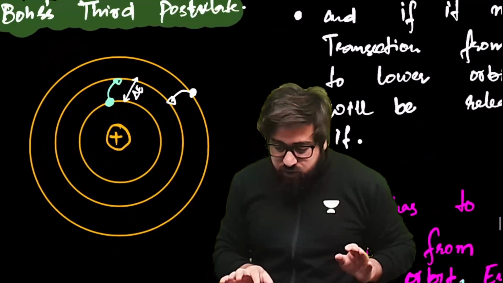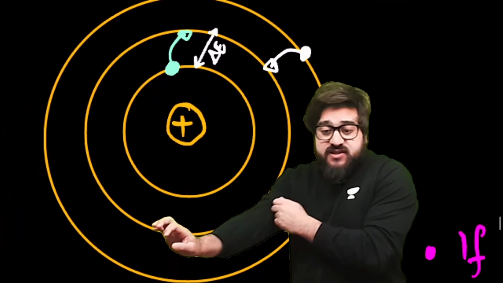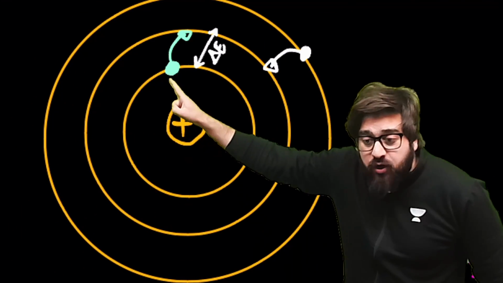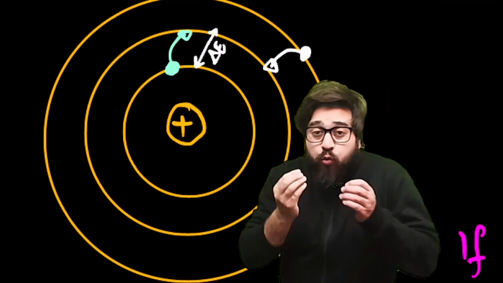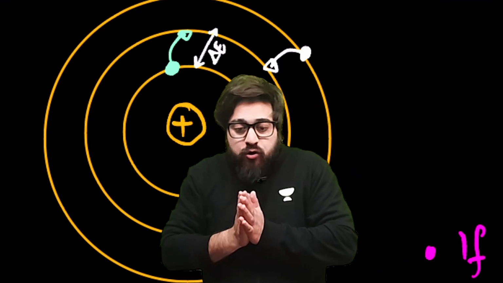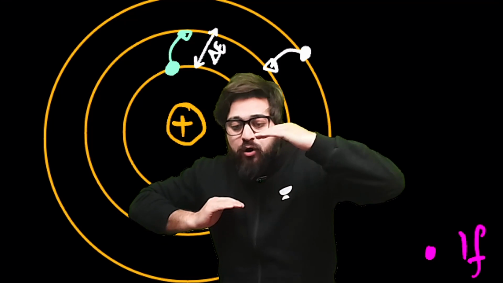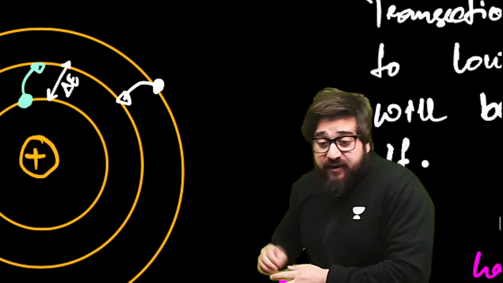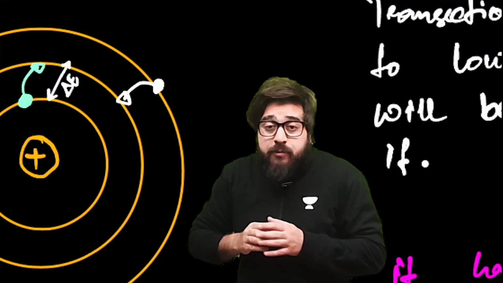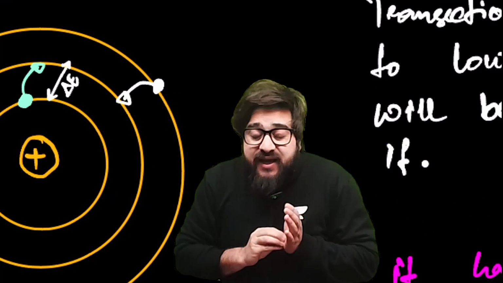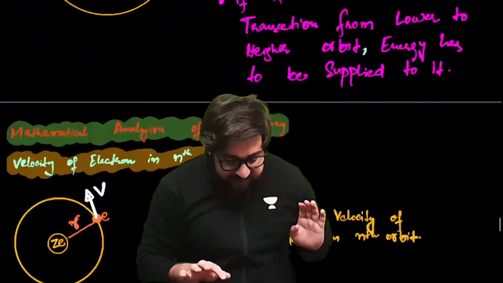Let's talk about Bohr's third postulate. It says that if an electron is revolving in the first orbit and makes the transition from first to second, we have to supply energy to it. If it makes the transition from a lower orbit to a higher orbit, energy is supplied, and if the electron makes the transition from a higher orbit to a lower orbit, it will release energy in the form of a photon. Keep that in your mind.